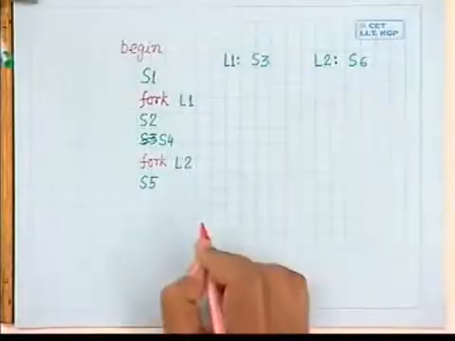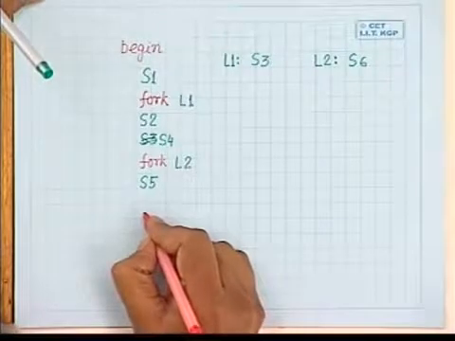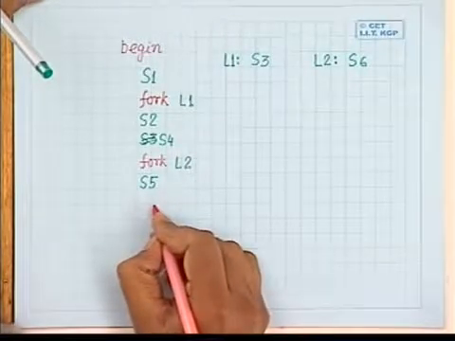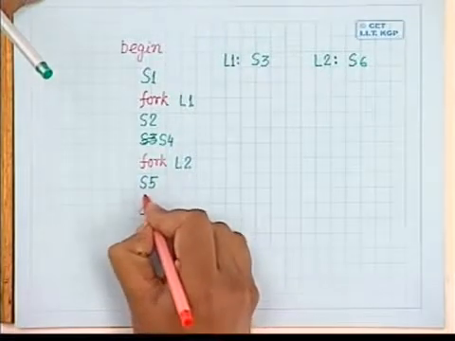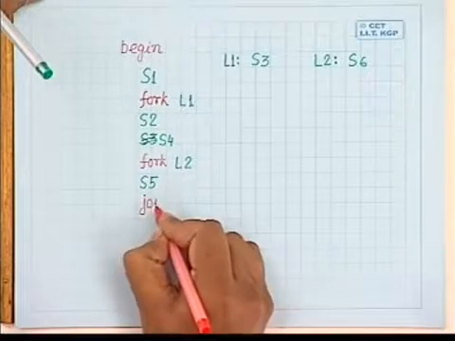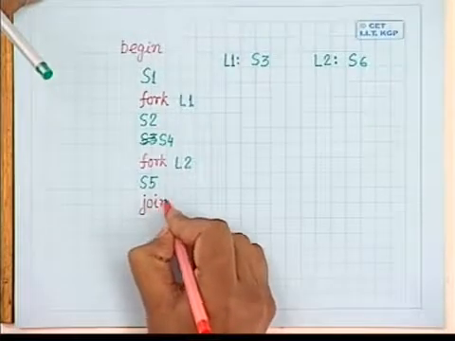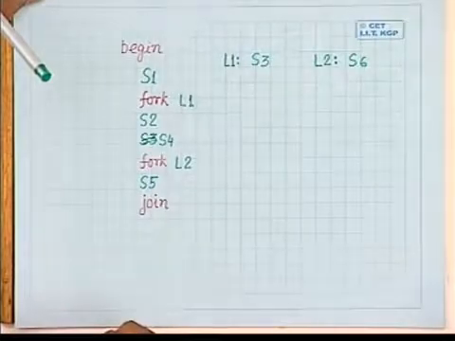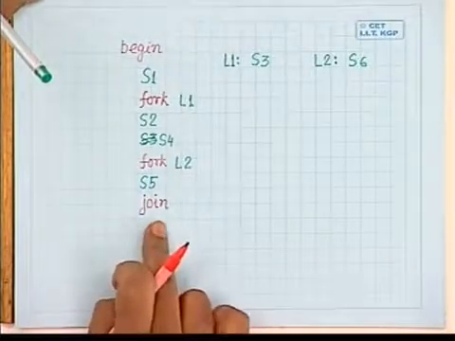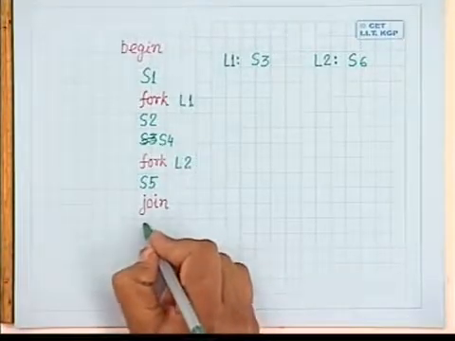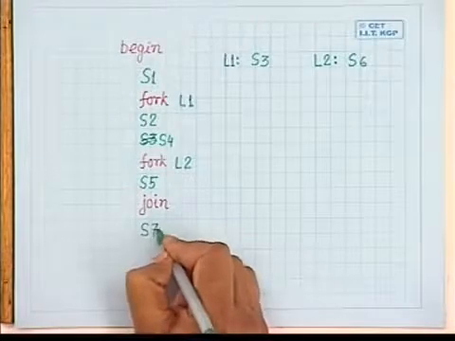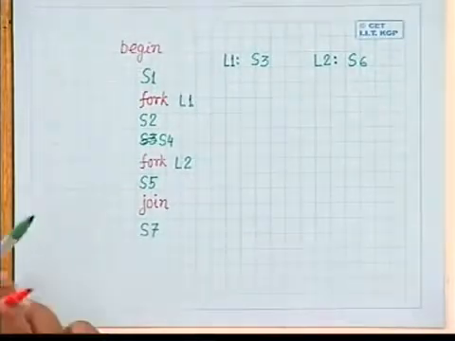So I have to put a join statement which has to work with an argument. I'll come to that later. After this join statement, statement S7, which is the last statement in this program module, has to execute, and then finally we'll have the end of the program.